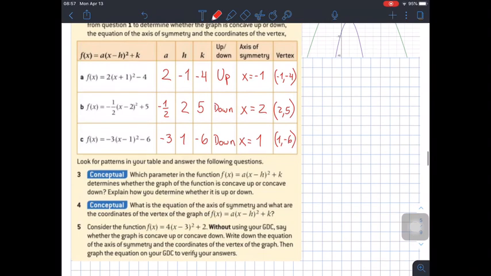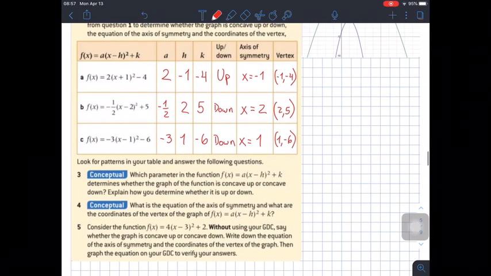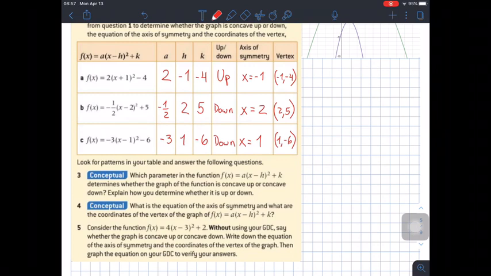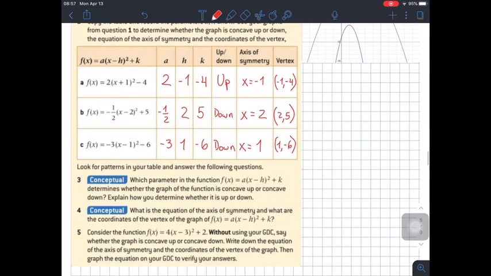It says, look for patterns in your table and answer the following questions. Which parameter in the function f of x equals a times (x - h) squared plus k determines whether the graph of the function is concave up or concave down? Which one is telling us that? You see that is told by the parameter a.